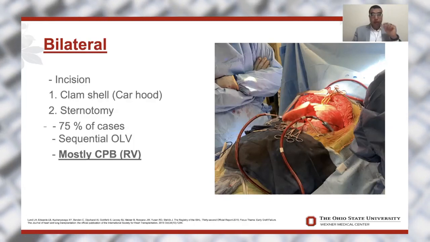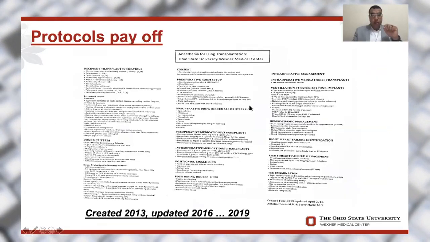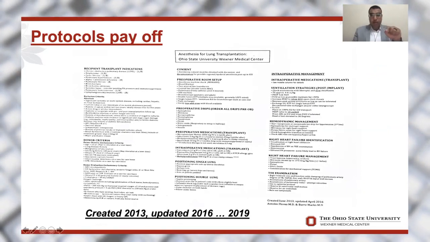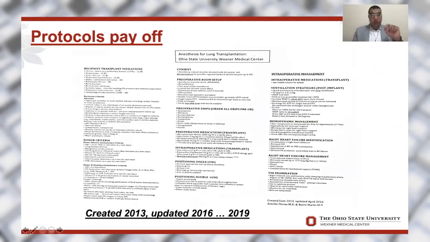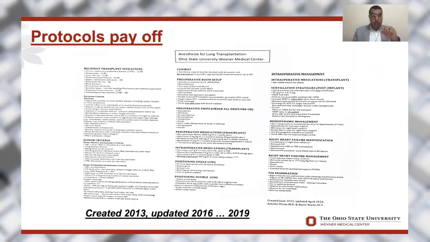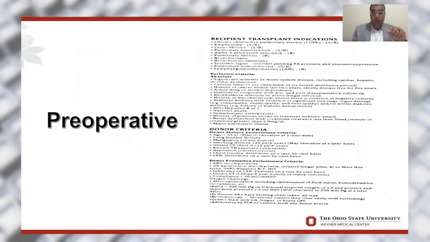This is the protocol from Ohio State from 2013, updated till 2019. You will find every piece of data you need on this page. If you are searching for the inclusion and exclusion criteria, you can read it from this slide, but I'll go into the preparation of the room.